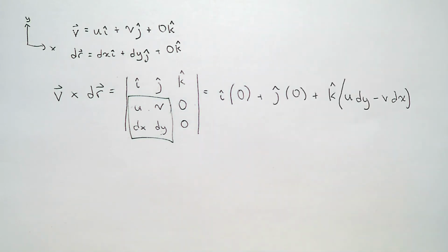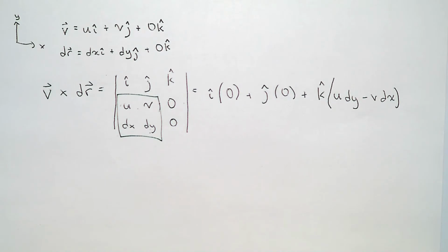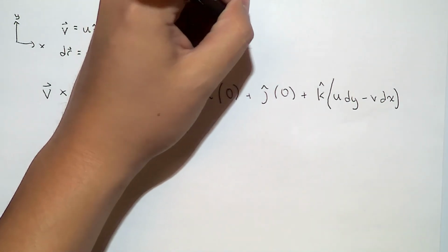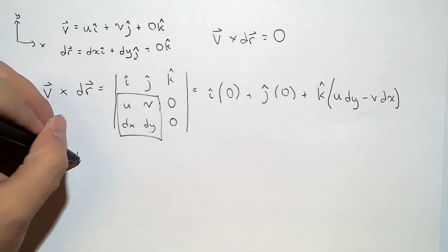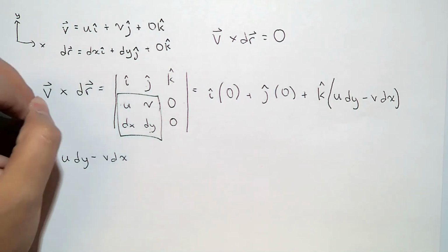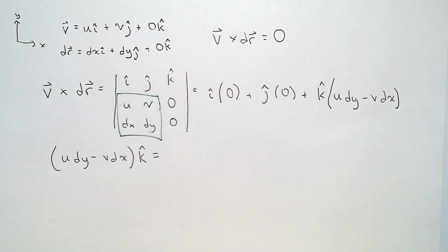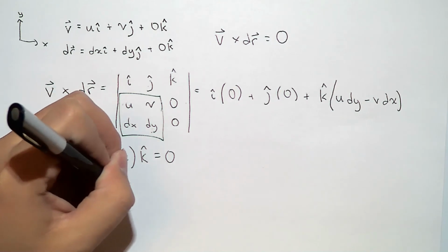And now to complete this equation, let's remember that the equation for a streamline was that the cross product of the velocity and the differentially small position vector is equal to 0. Now what this tells me is that my u dy minus v dx in the k direction is equal to what? 0. Okay. So now we're getting somewhere. Notice that k is never 0. k is a unit vector with a magnitude of 1. So which of these 2 terms has to be 0? It cannot be the k, so it has to be the scalar. Therefore, we get that u dy minus v dx is equal to 0.